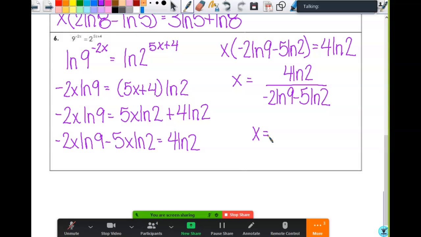So distribute this will be 5 natural log of 2. I'm sorry, 5x natural log of 2 plus 4 natural log of 2. Yeah. On the left-hand side, there's nothing to distribute. So, yeah. It just sticks together here.